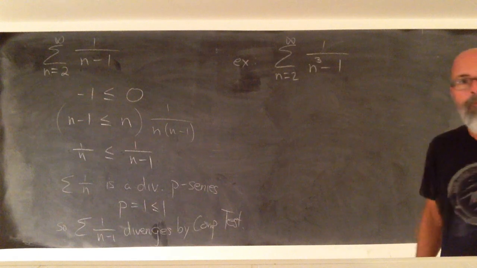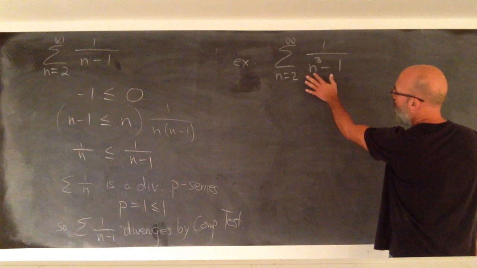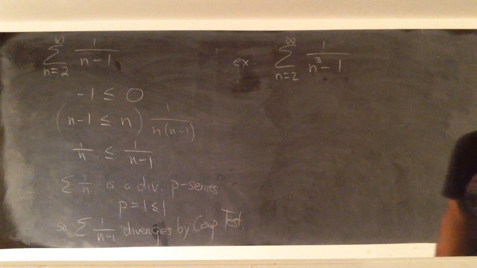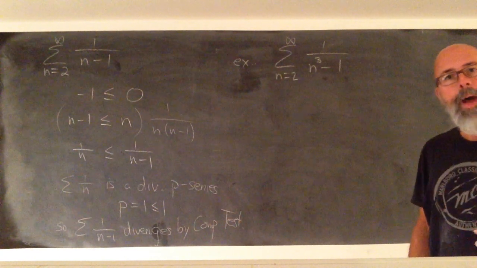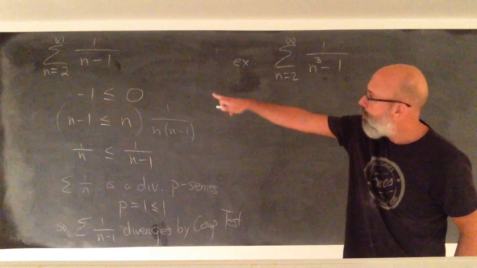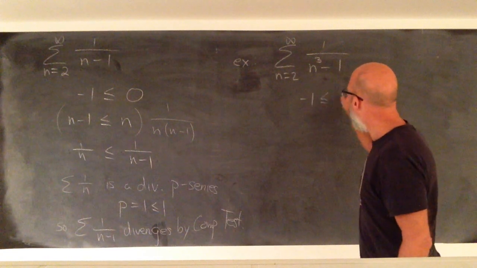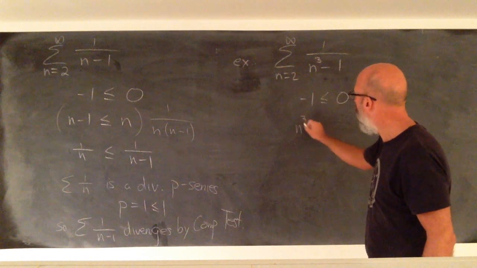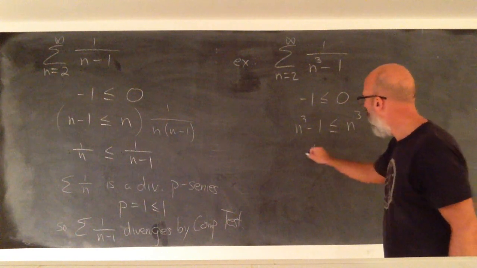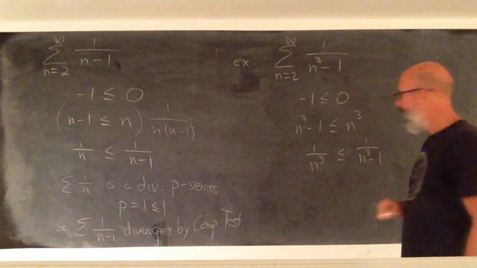Consider this. Here, the dominant term in the denominator is n cubed. So this behaves like 1 over n cubed. So we expect convergence. But in very much the same way as here, negative 1 is less than or equal to 0, so n cubed minus 1 is less than or equal to n cubed. And if you cross multiply, you get this.